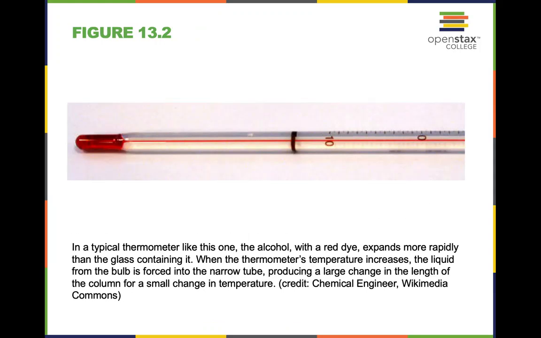So for figure one, we have a thermometer here. In a typical thermometer like this one, the alcohol with the red dye expands more rapidly than the glass containing it. When the thermometer's temperature increases, the liquid from the bulb is forced into the narrow tube, producing a large change in the length of the column for a small change in temperature. So here you'll see this little red line, which is the liquid, go up and down. In a higher temperature, it'll be on the higher end of the thermometer, and vice versa for lower temperatures.